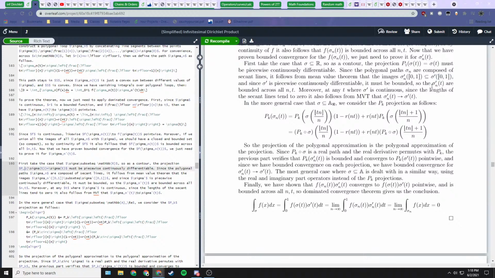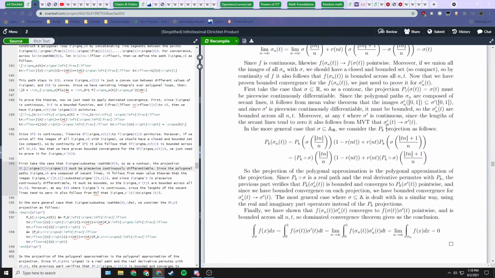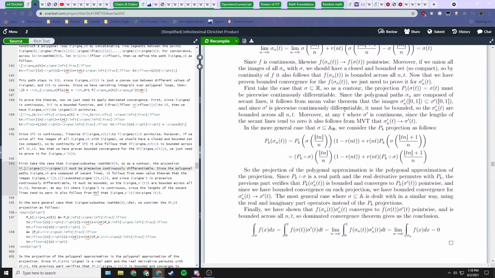This image of sigma prime, it's continuously differentiable, so it has to be bounded. And since all these derivatives of the polygonal paths sigma sub n are subsets of that image, they're in this bounded set. So all of these sigma prime sub n of t are bounded across all n and t. That's the first part, they're bounded, and then we have to show pointwise convergence, but for real paths that's also really easy.